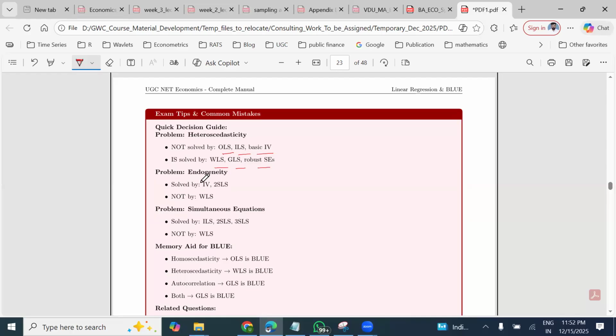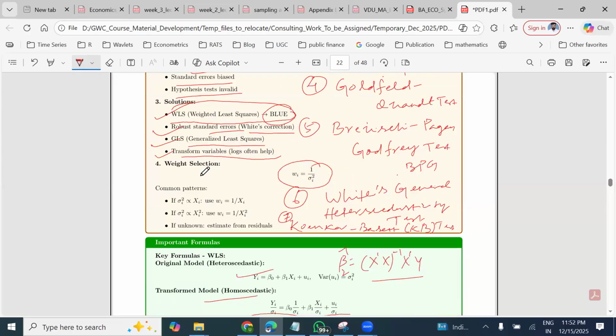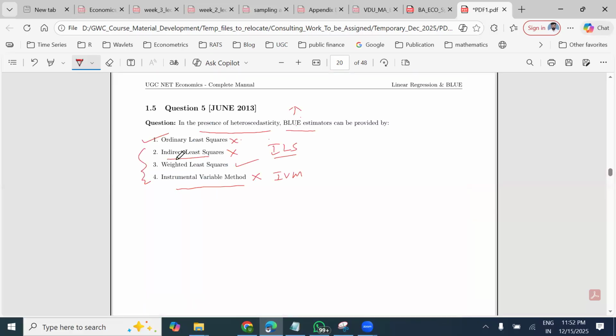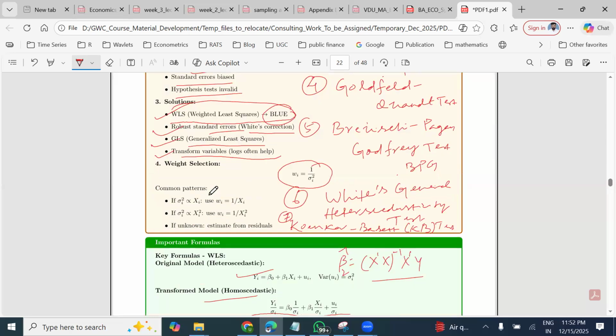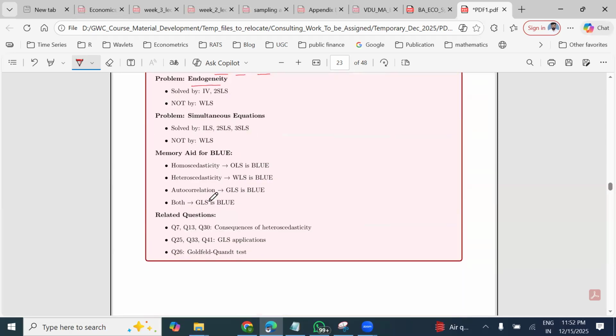And in case of, where will the other methods work? You should know that also, na? Because others are also there. You must be thinking, indirect least square, where are we going to use? Yes. Instrumental variable, where are we going to use? So those things must be cropping up in your mind.